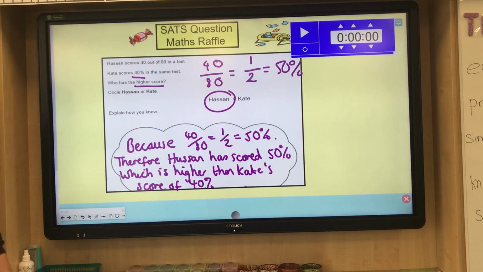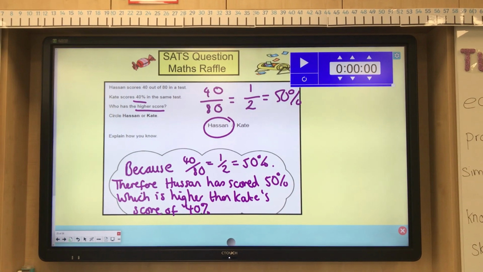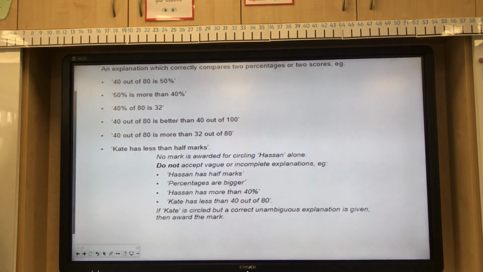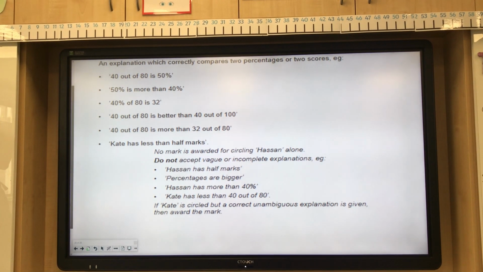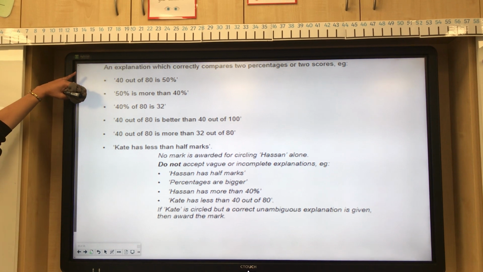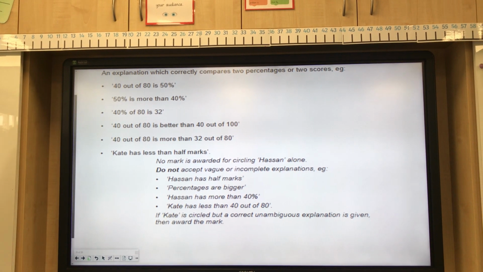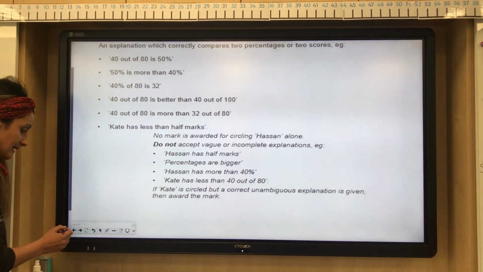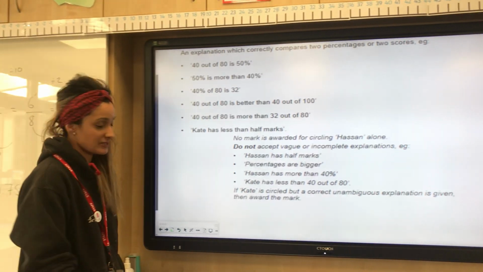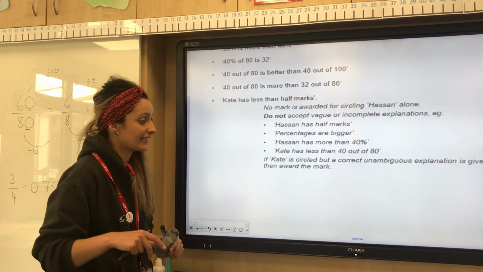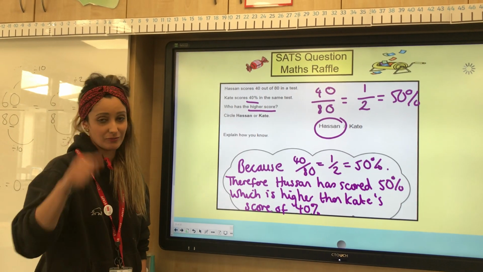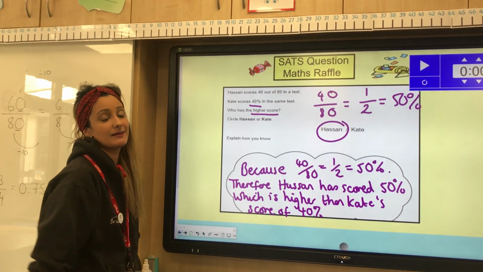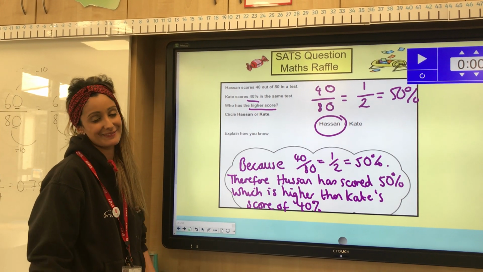Now, obviously I know everything won't be exactly like that. So what I would do there is I would put out some examples of what the mark scheme actually says. And you can see here it's an explanation which correctly compares two percentages or two scores. And at that point there, would be the end of the lesson. I would tend to put all of those answers in a basket. I would pull out the raffle ticket, and if that raffle ticket was the correct answer, they'd get a little prize. And what that would be is up to the teacher.